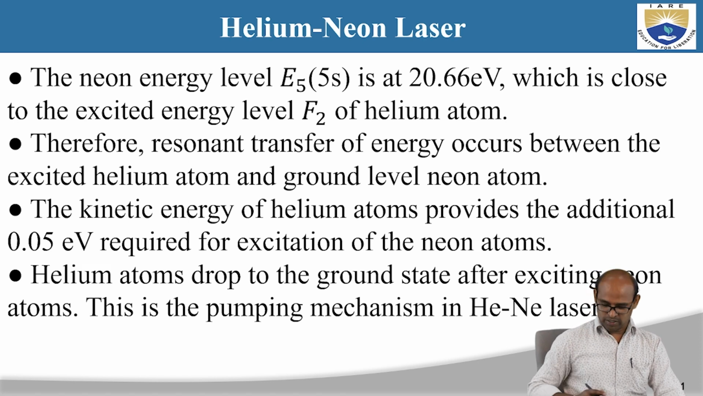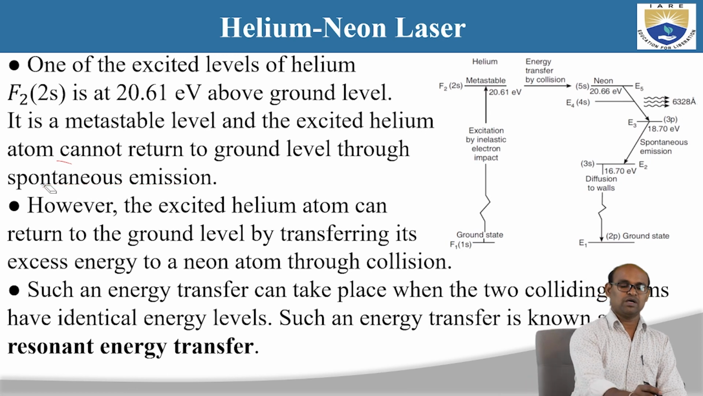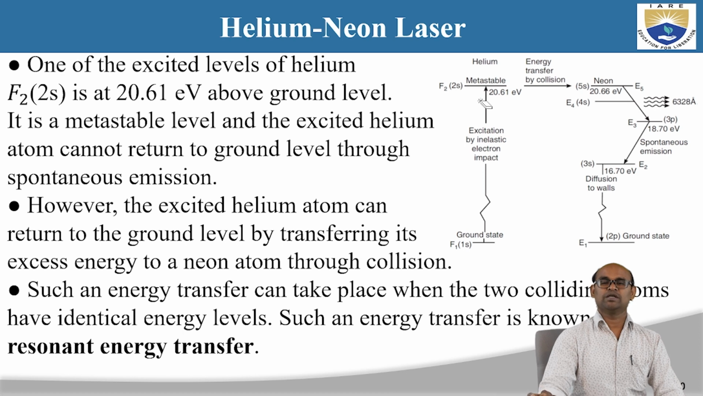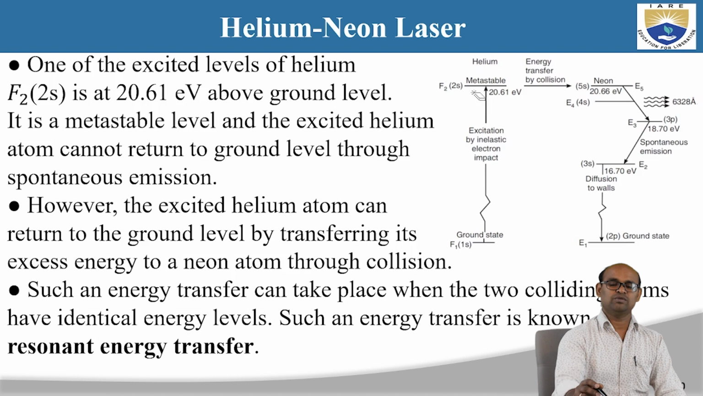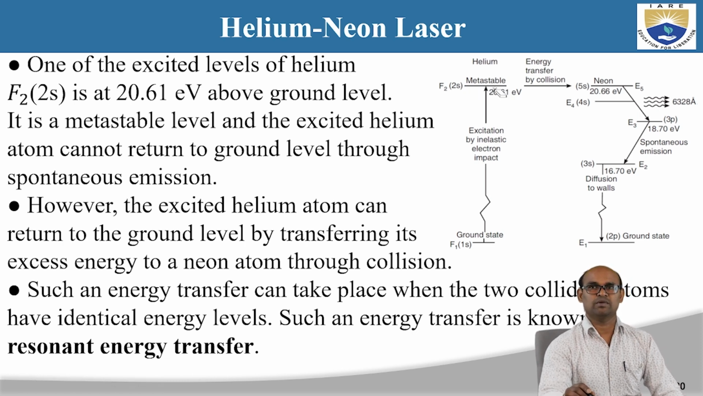Very good. Once the helium atoms are excited to the energy level F2, how are they excited? Because of the electric discharge, electrons transfer energy to the helium atoms because they are lighter. By absorbing the energy from electrons, these helium atoms get excited to the metastable state F2. Now, F2 is a metastable state, so helium atoms are not going to decay to the ground state through spontaneous emission easily. They are going to wait for some time.